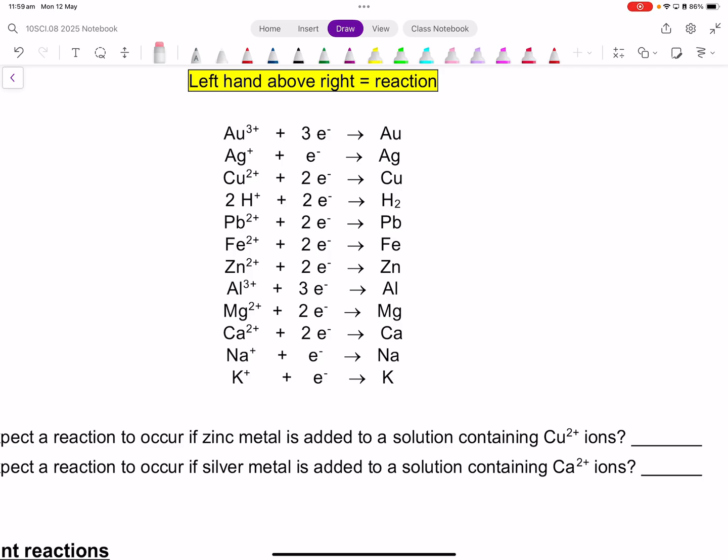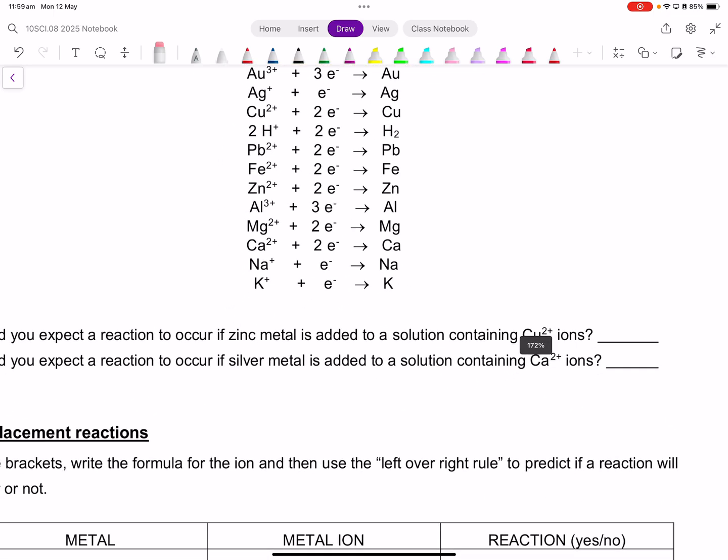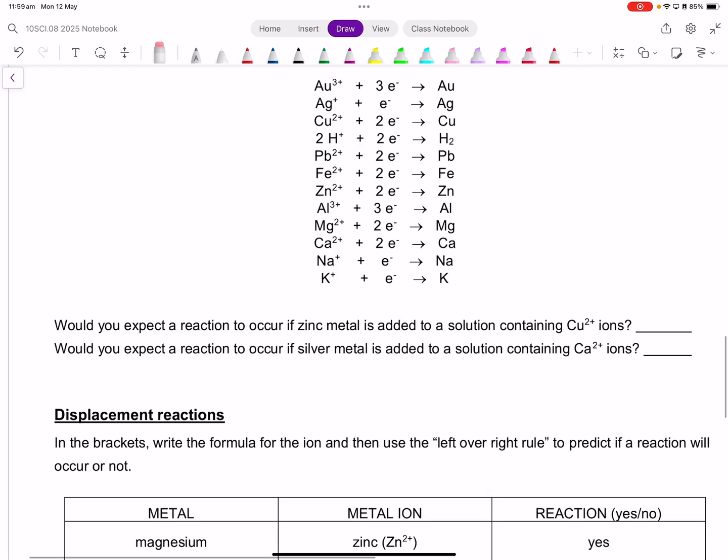Okay. Hey. If it's gold with iron, since it's higher above, is it going to have a bigger reaction? If it's higher above, is it going to have a bigger? Yeah, bigger difference, right?